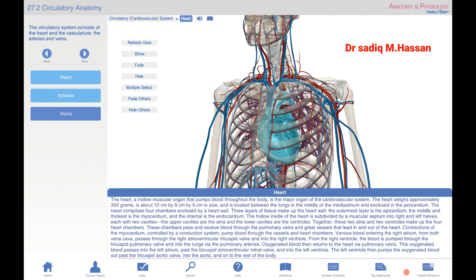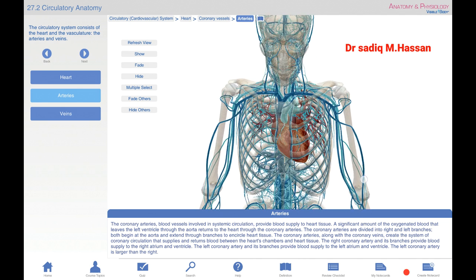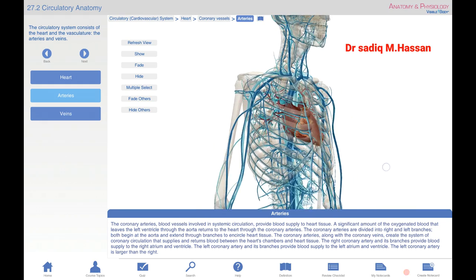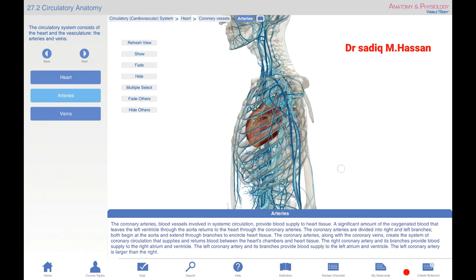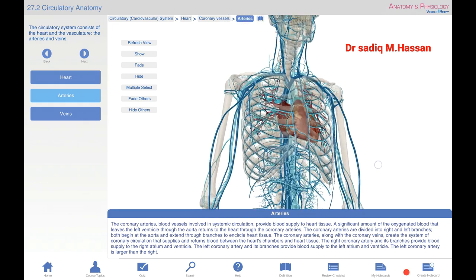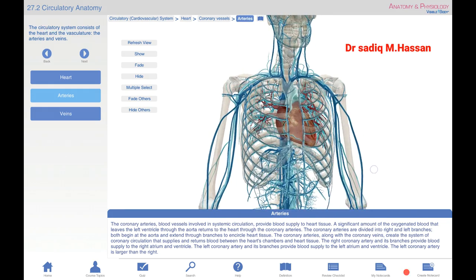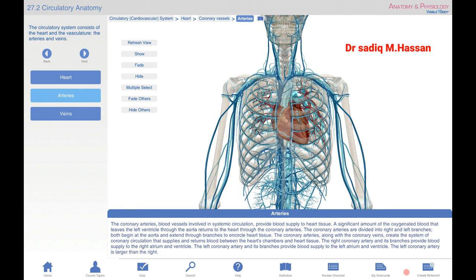Let us see what is going on in blood vessels. So what are blood vessels? Now we see that we highlighted only arteries. When we are talking about the heart and arteries, what kind of arteries are we talking about here? The coronary arteries, let's take as an example. The coronary arteries are blood vessels involved in the systemic circulation. They provide blood supply to the heart tissue.